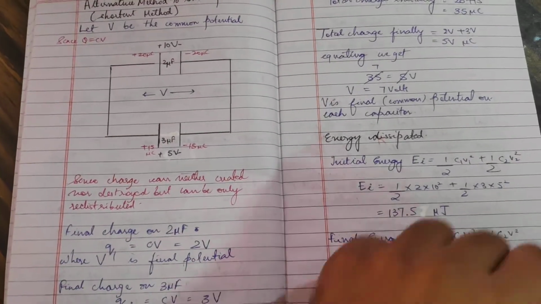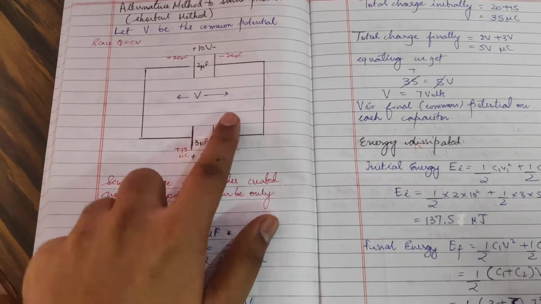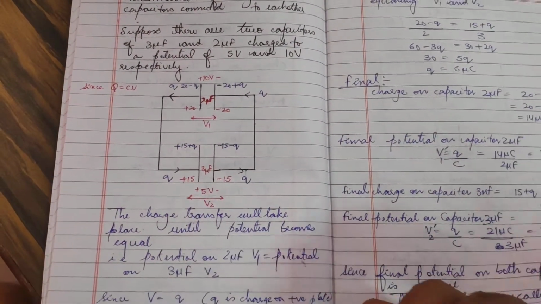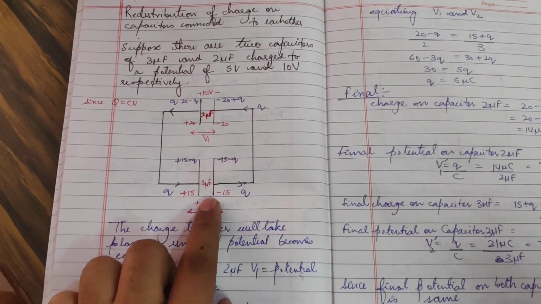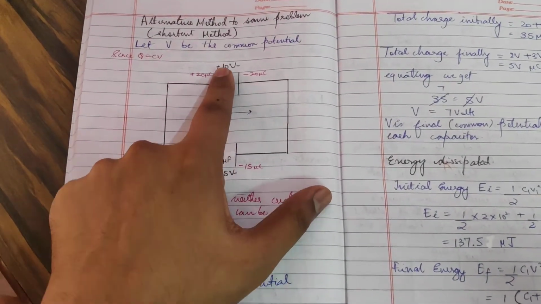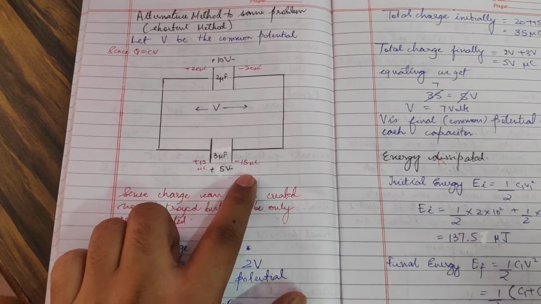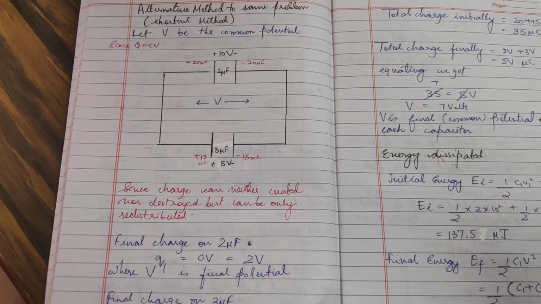Now, the question which we did last, this is an alternative method. Okay, the circuit I have taken the same. The circuit over here: 10 volt, 2 microfarad, 5 volt, 3 microfarad, positive plate, negative plate, positive plate, negative plate. Okay, I have taken it to be the same.